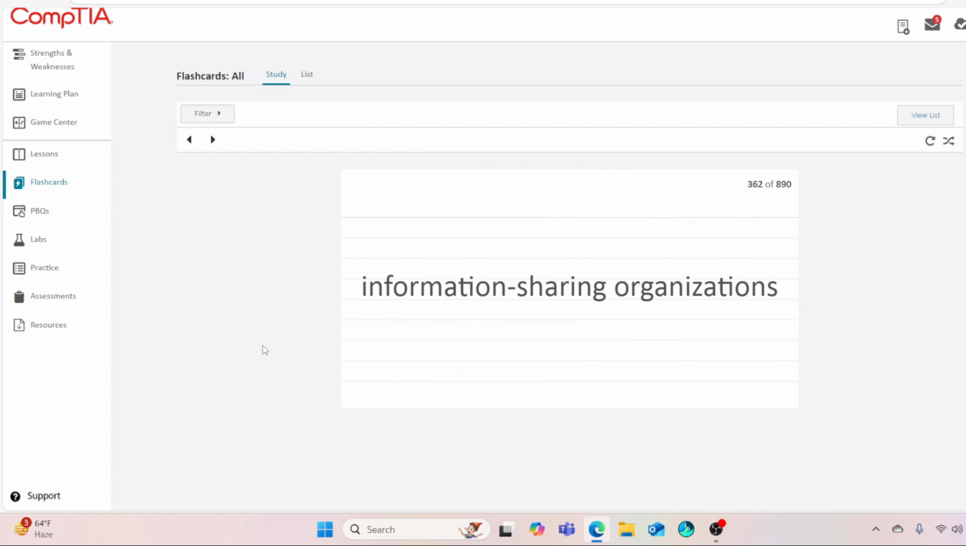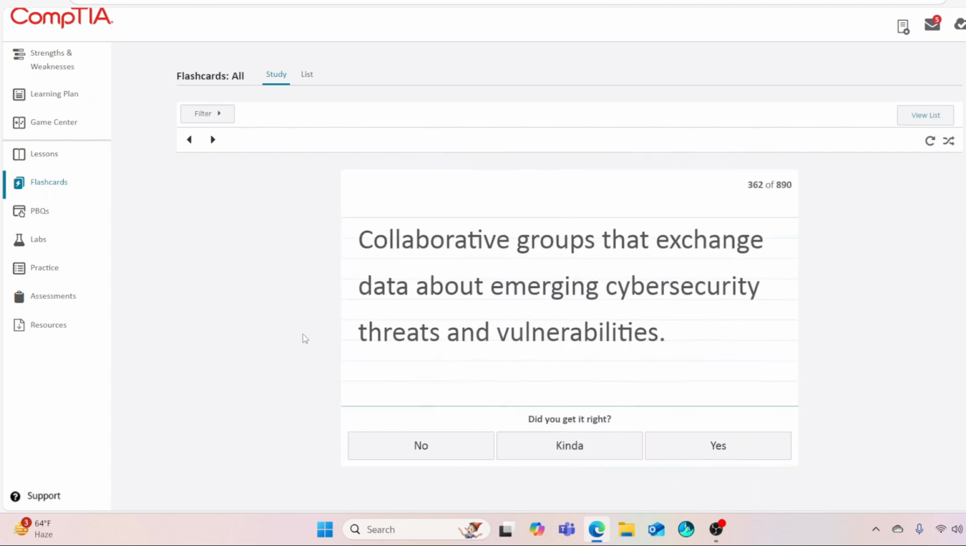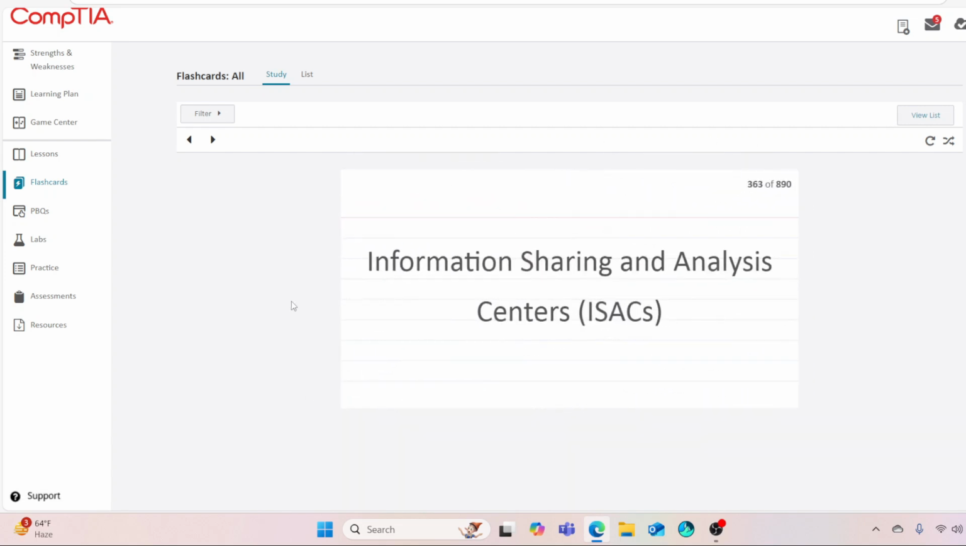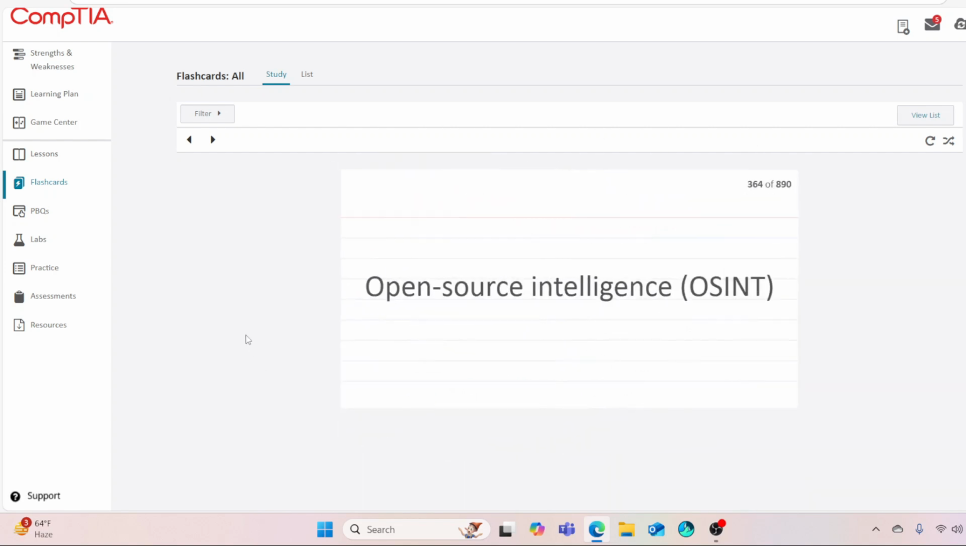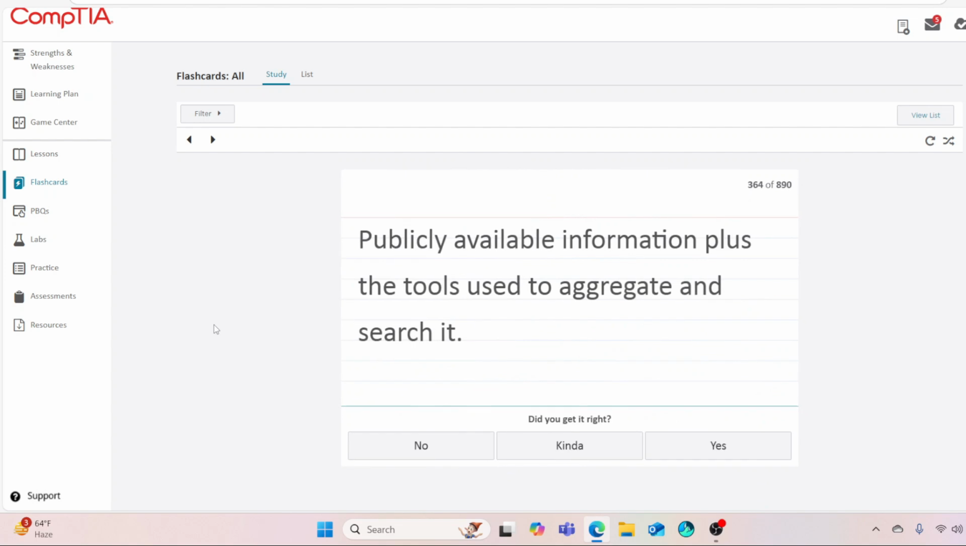Information sharing organizations. Collaborative groups that exchange data about emerging cybersecurity threats and vulnerabilities. Information Sharing and Analysis Centers, ISACs. A not-for-profit group set up to share sector-specific threat intelligence and security best practices among its members. Open source intelligence. Publicly available information plus the tools used to aggregate and search it.